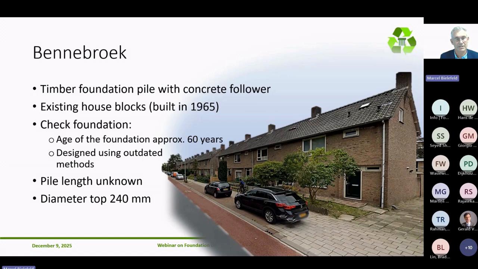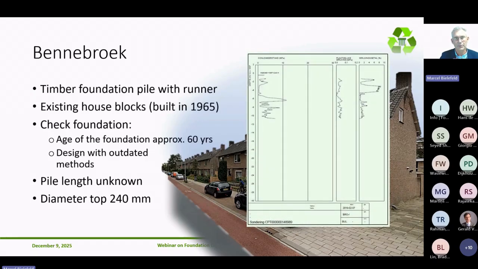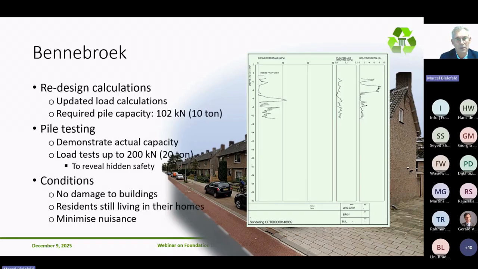Back to our houses from 1965, we noticed that the pile lengths were unknown, but that the diameter of the pile tops was around 24 centimeters. Here we see a newly made CPT. And of course, quite often as assessment of existing foundations, a redesign is made. First, the load calculations were updated: the weight of the floors, the facades, the roof, and the variable loads like wind and rain are added to that, and that required a pile capacity of roughly 10 tons.